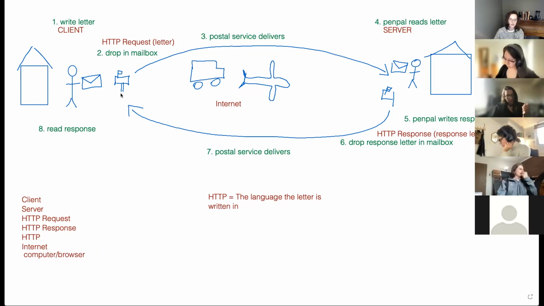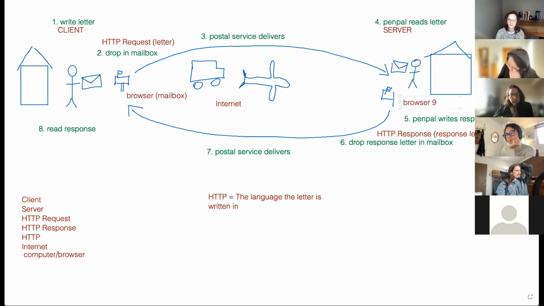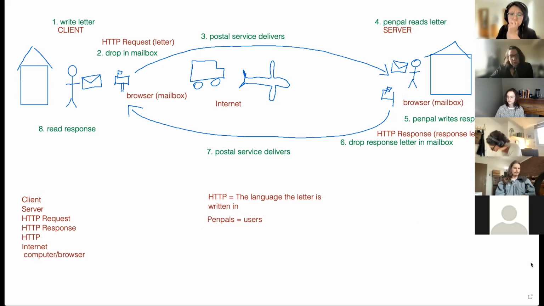This is our analogy, so we could say that these things mean whatever we want, but I think this is a helpful way to think of it. So we'll just say browser, mailbox. Where do I want to put this? Right here. And for further clarification, because if we didn't have this assumption, this could change how we think about things, we'll say pen pals are the users. So the people using the browsers to send these HTTP requests and responses.